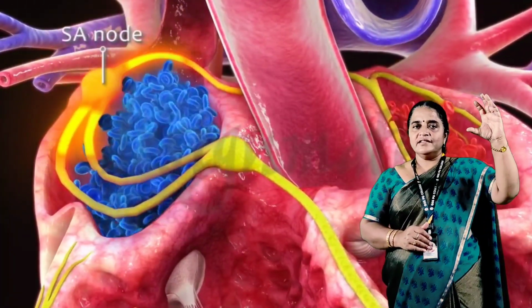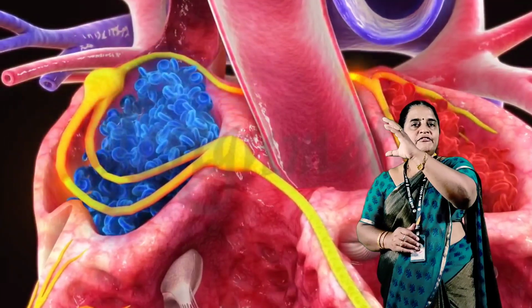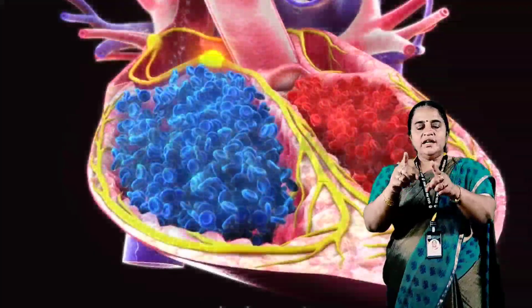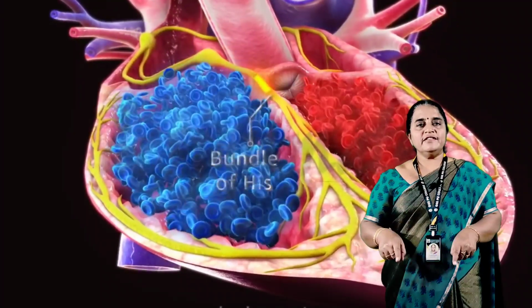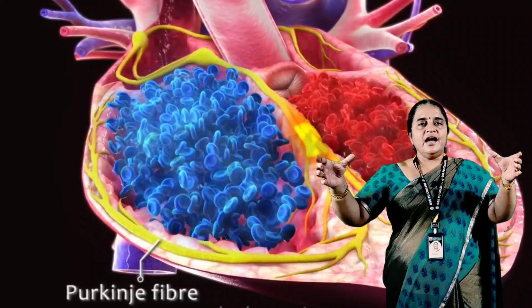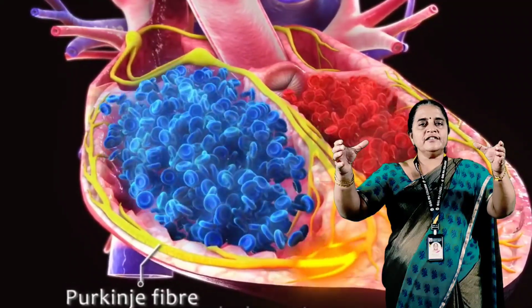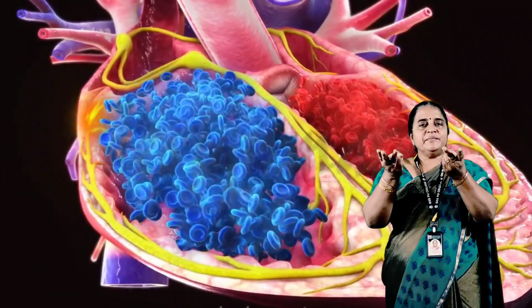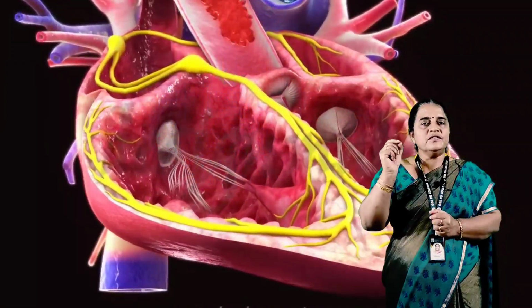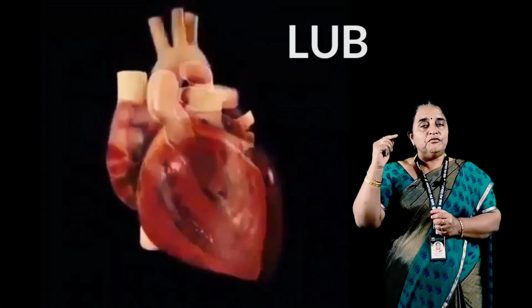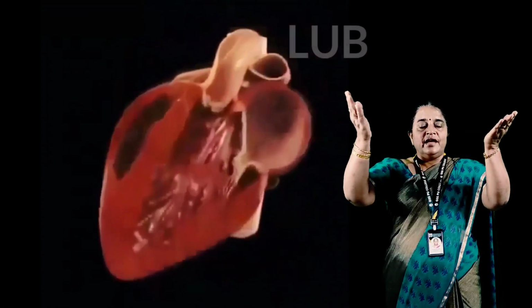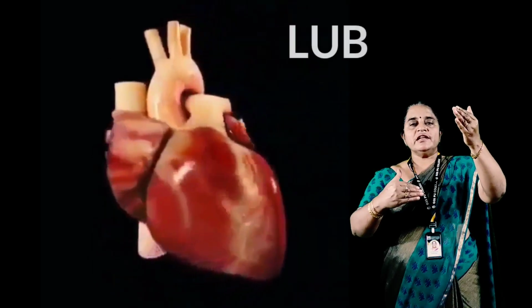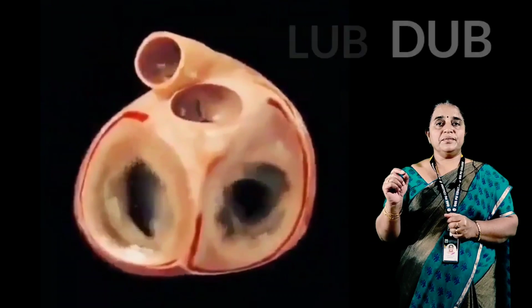It vibrates, gives the impulse towards atrial fibers. Impulse received by AV node gives the impulse towards bundle of His and then Purkinje fibers, and as the contraction of ventricles begins, ventricular systole starts, and the tricuspid and bicuspid valves close. It produces a sound, lub, followed by atrial systole, where the semilunar valve will get closed, producing the sound dub.